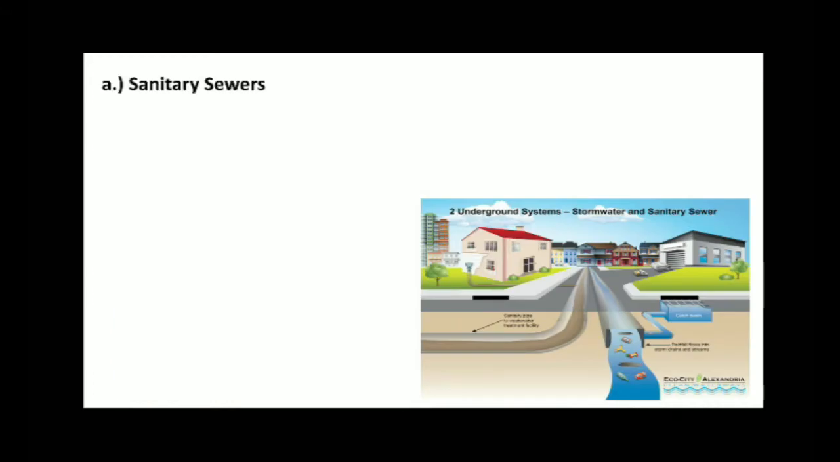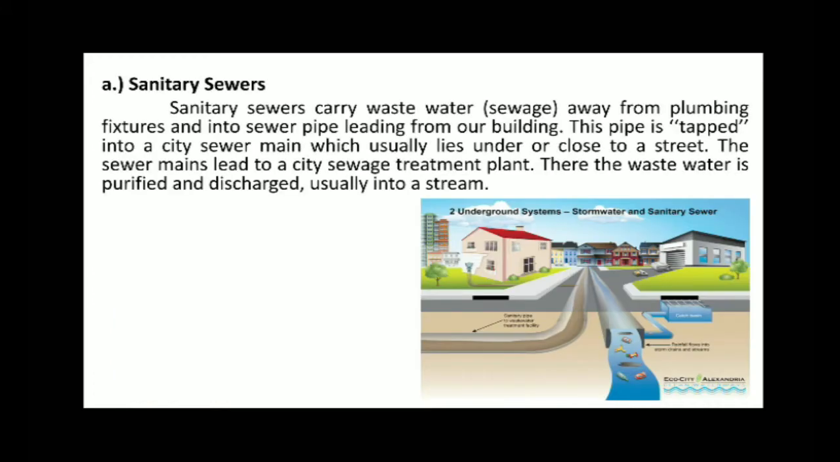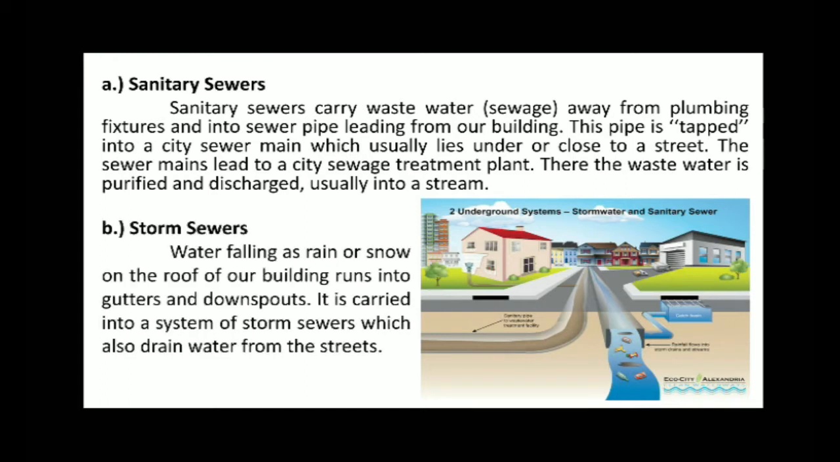Ang sanitary sewers ang nagdadala ng wastewater mula sa mga plumbing fixtures patungo sa mga imburnal na konektado naman sa sewer mains at patungo sa sewage treatment plant kung saan pinupurify ang wastewater upang ma-discharge. Sa kabilang banda, ang storm sewers naman ang nagdadala sa tubig na nanggagaling sa ulan o snow na tumulo mula sa mga gutters ng mga kabahayan at sa mga tubig na nag-a-accumulate sa mga kalye. Base sa picture, nasa kaliwa ang sanitary sewer at nasa kanan naman ang storm sewer.